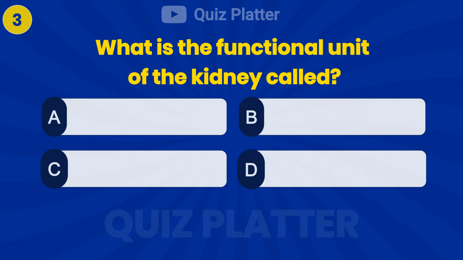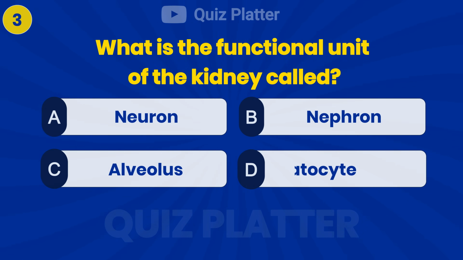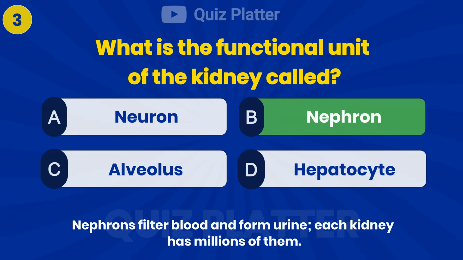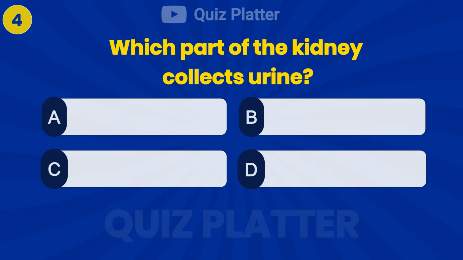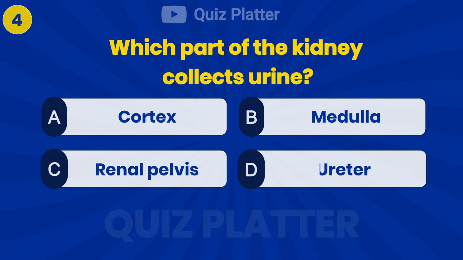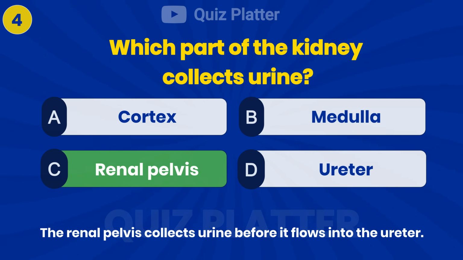What is the functional unit of the kidney called? Answer: B. Nephron. Which part of the kidney collects urine? Answer: C. Renal pelvis.